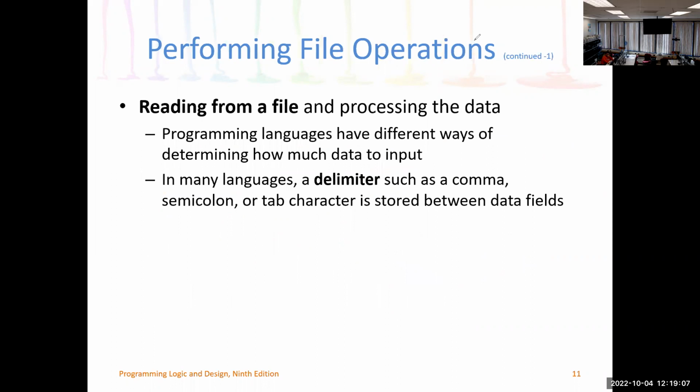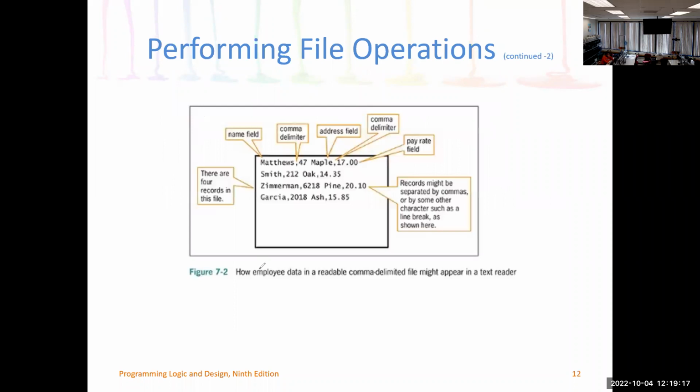Now, reading the file and processing the data here, there are different ways to determine how much data to input. You have the delimiter here. Now, think about this one. Employee data in a readable comma-delimited form may appear in the text like this. So basically, in order to store multiple employees, you have to use the record here. Again, each row is one record.